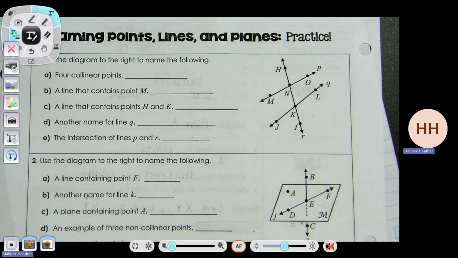Okay, we're going to talk about number 1, or take another minute if we need.